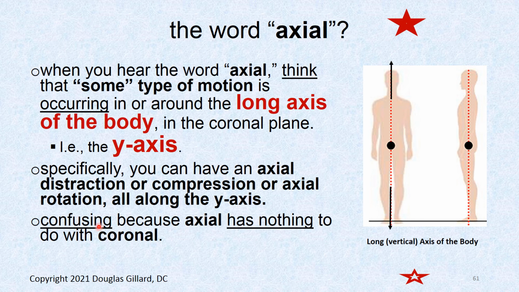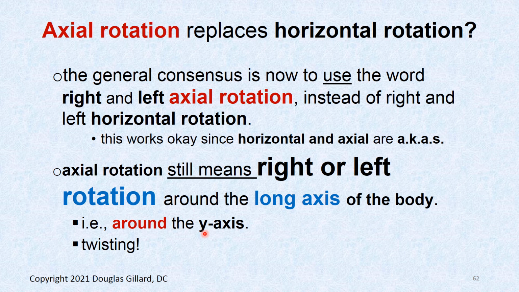It's confusing though, because axial has nothing to do with the word coronal. So that axial compression distraction, that's really confusing. For me, it's very confusing because I think axial is an AKA for horizontal, so it doesn't make sense. But if you think of the word axial, don't think of it as an AKA for horizontal. Think of it as that y-axis, then it makes sense.